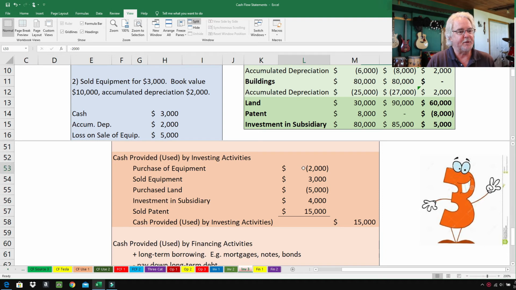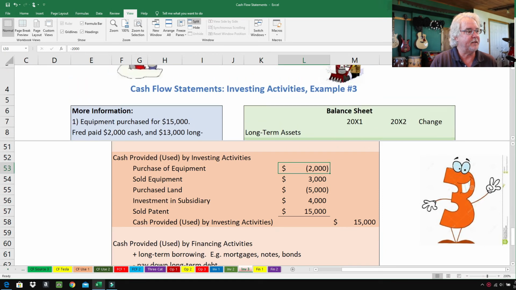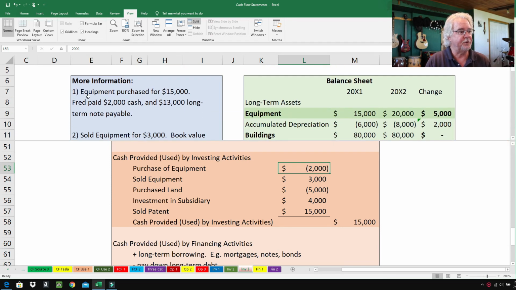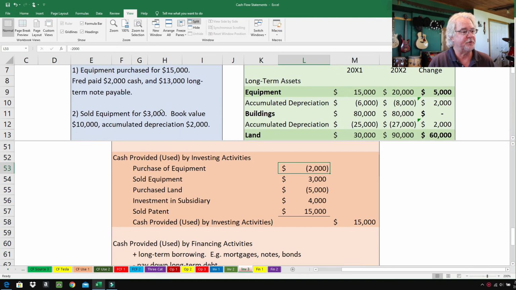So purchase of equipment, $2,000. Where did that come from? That came from right up here. Here we go. Note number 1, Fred paid $2,000 cash. That $13,000 long-term note payable won't go on our cash flow statement. Sold equipment, received $3,000. So here we go. Sold equipment for $3,000 cash. There we are.